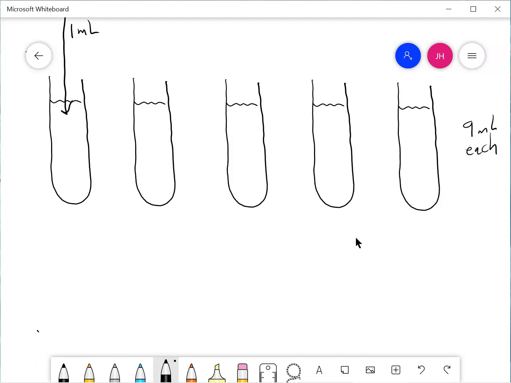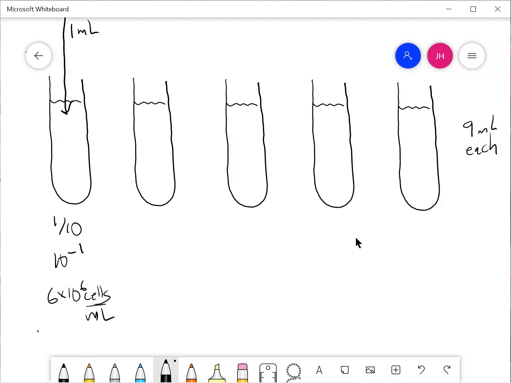So I'm going to label this the 1/10 tube, or the 10 to the minus 1 tube. Those mean the same thing. 10 to the minus 1 is 1 over 10. So this is the 1/10 tube because the concentration went down by a factor of 10. So this is the dilution, and then this is going to be the concentration in this tube: 6 times 10 to the 6th cells per milliliter in the 1/10 tube.